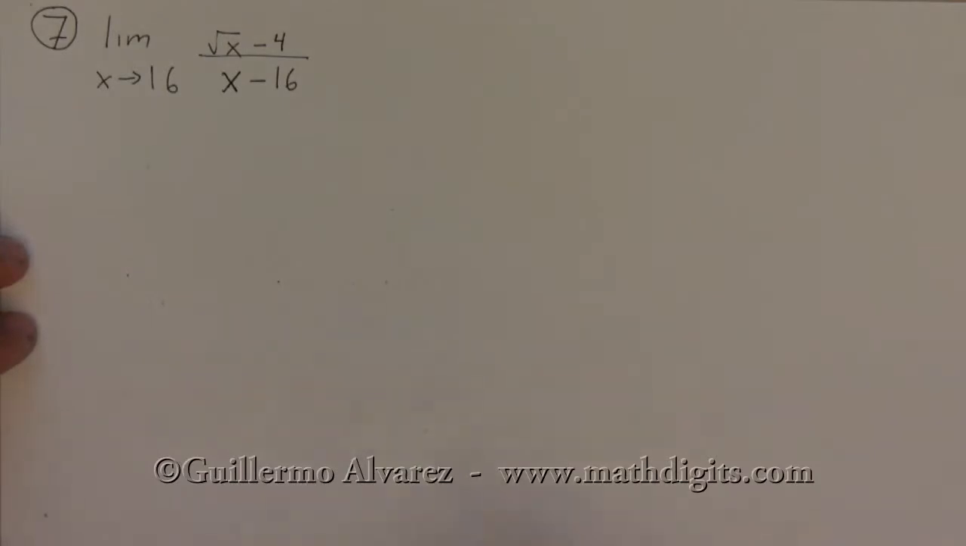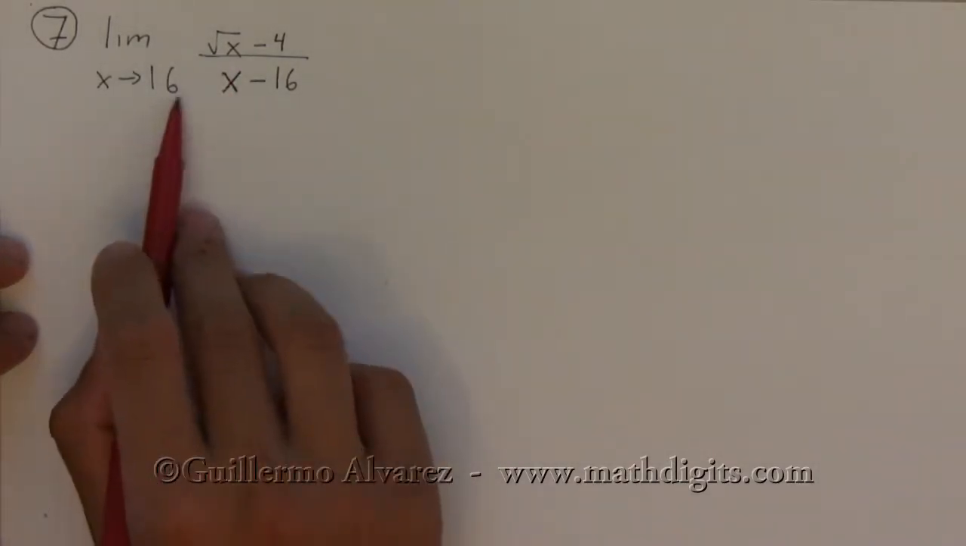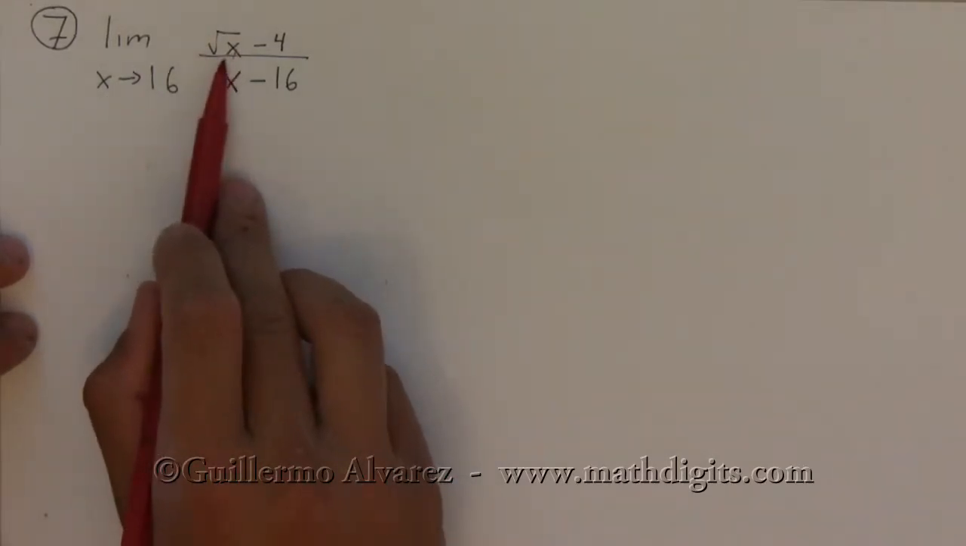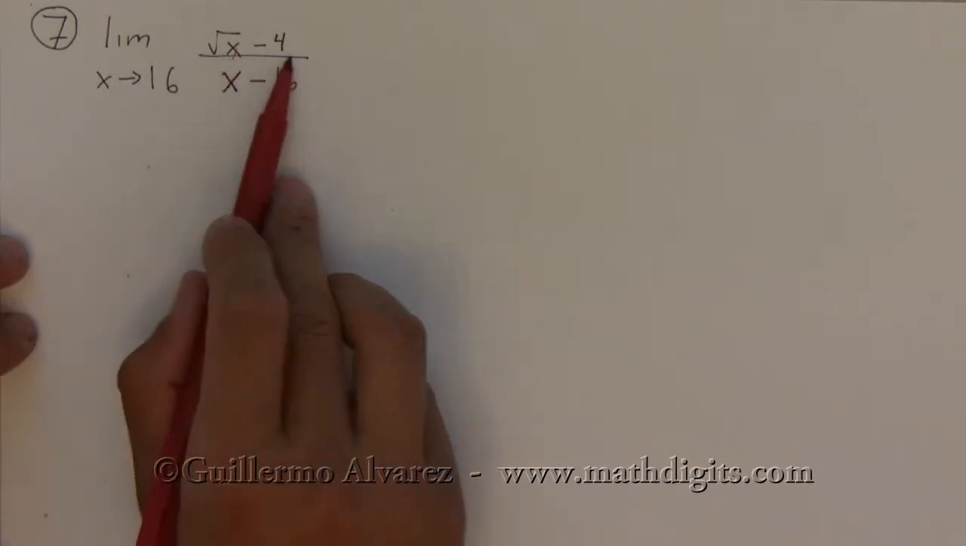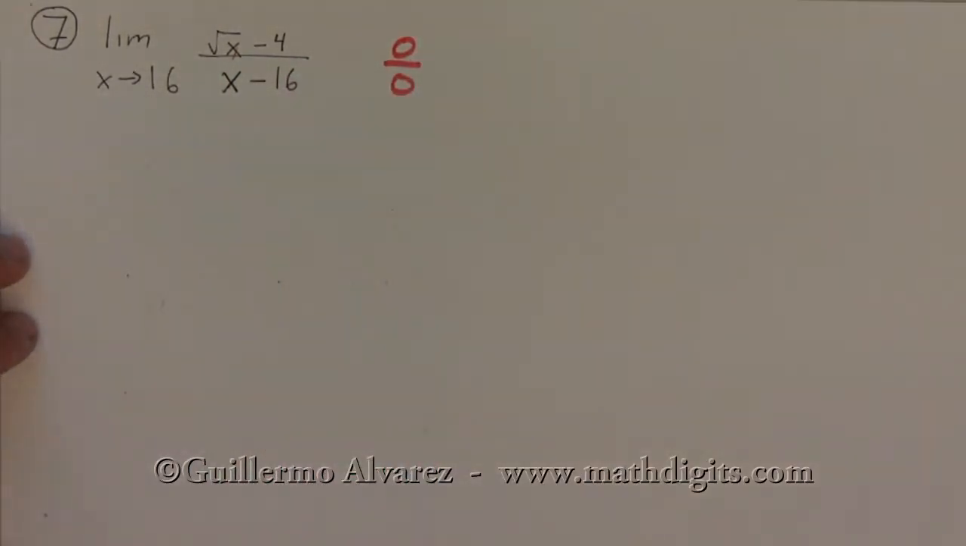Okay, so again, as usual, when finding our limit, we try first to plug it in and see what happens. If I plug in 16 into this one, I would get 4 minus 4 is 0 over 0, which is an indeterminate form. So now I have to do some more algebra to try to figure out what's going on.